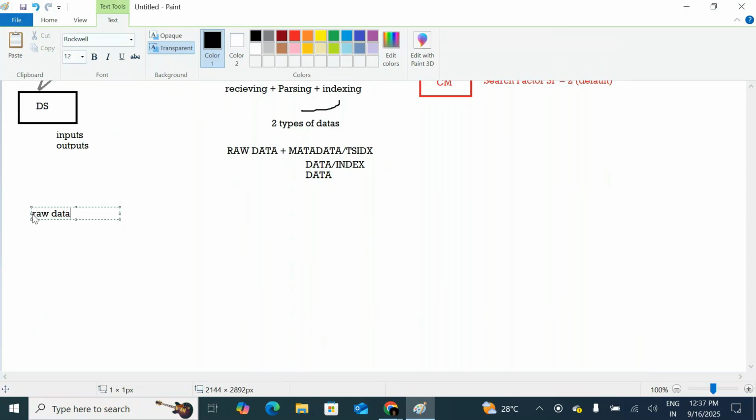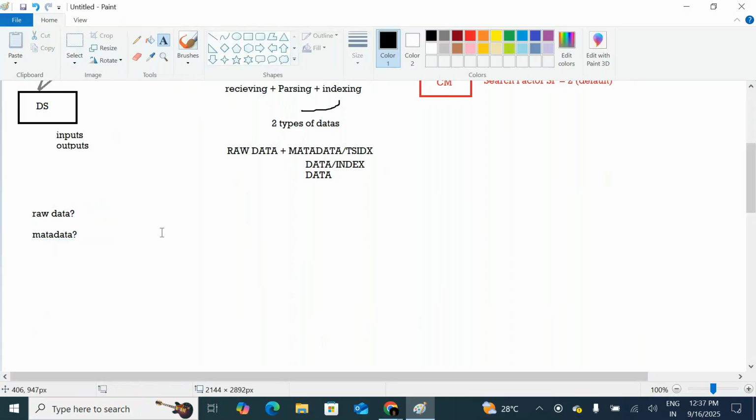Whatever we are receiving from the forwarders, I think, is raw data. Metadata, maybe it's like data about data. Yes, same, data about data. That is data pointing to your actual data.